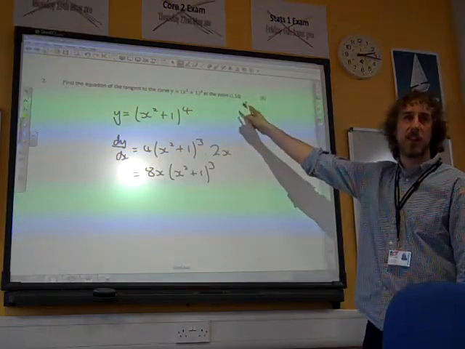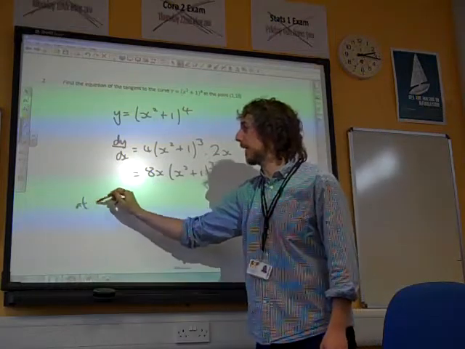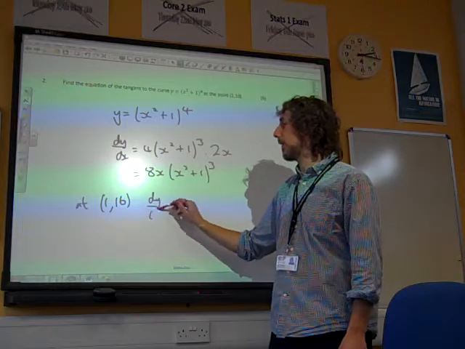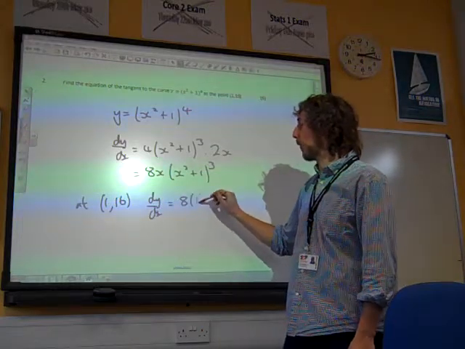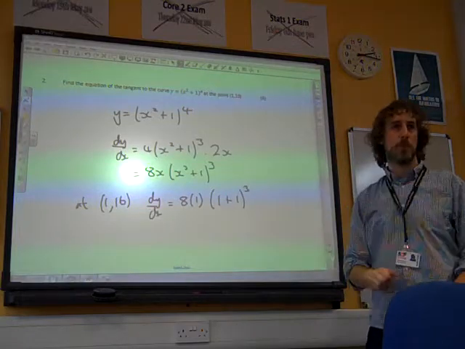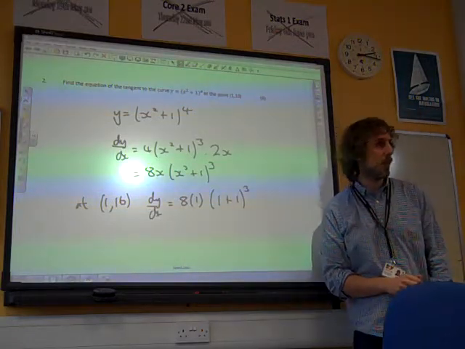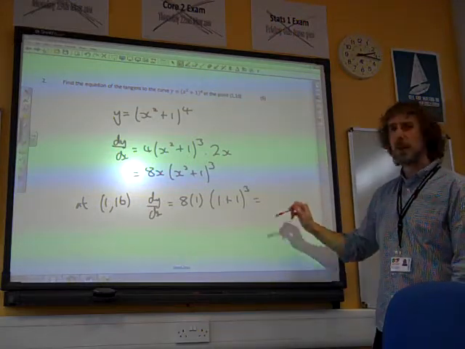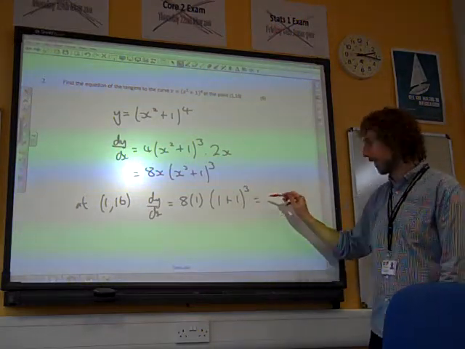At the point (1, 16). So at x equals 1, dy by dx is 8 times 1 times (1 squared plus 1) cubed. 64? I think. That's right, isn't it? 8 times 8 would give us 64.